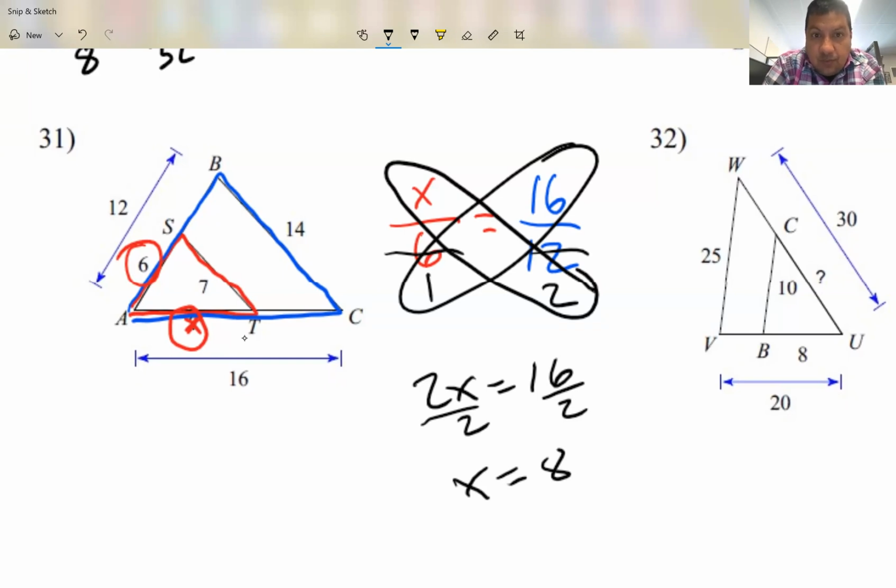From the red triangle, one of the sides has to be X because I'm solving for X. The other side, it doesn't matter which one. I chose 6, but it could have been 7. Just make sure if you choose 7, 7 goes with 14, right? 6 goes with 12, 7 goes with 14.